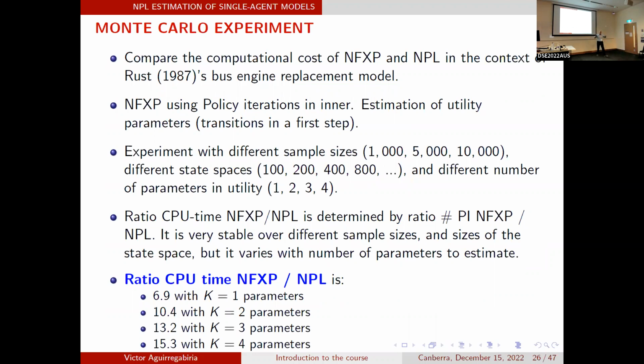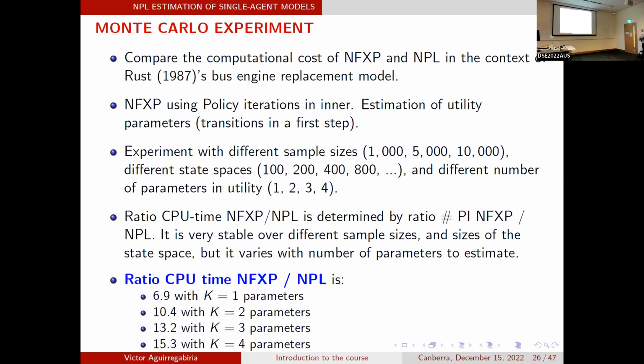Then the ratio of computational times of the two algorithms is basically the ratio between how many times our algorithm has to evaluate this matrix inversion for policy iteration versus how many times the nested fixed point has to do it, okay? The nested fixed point has to do it for every value of theta many times, up to convergence, okay? Of course, it could be that we don't need many iterations in terms of theta for the outer, okay?